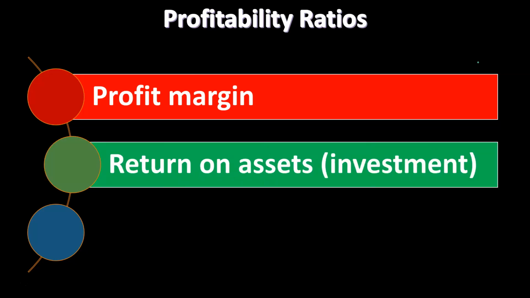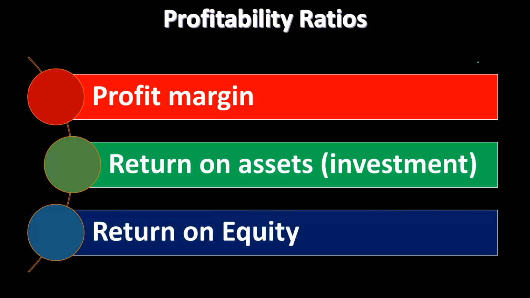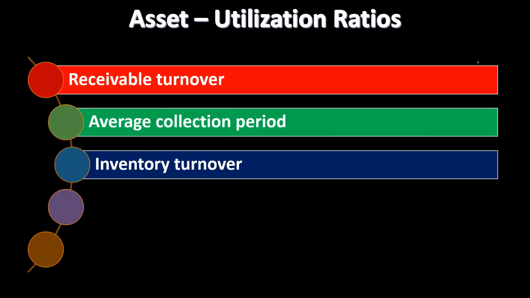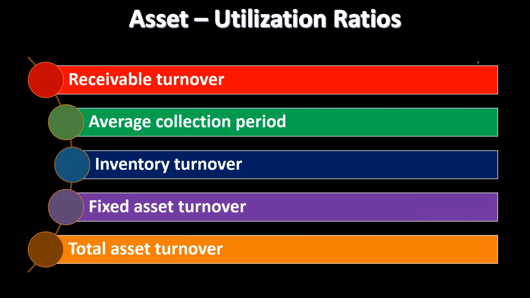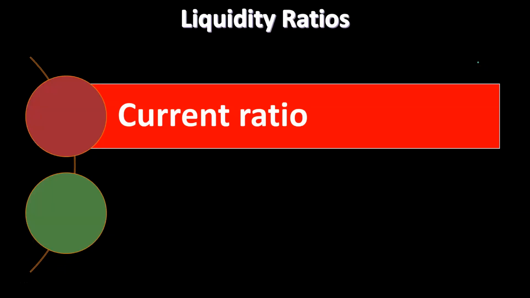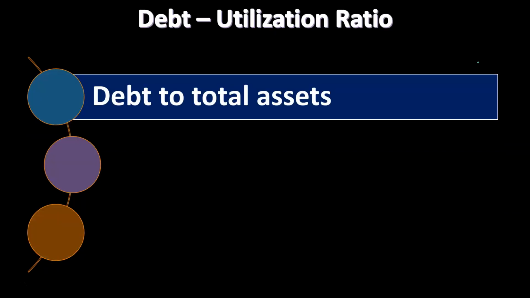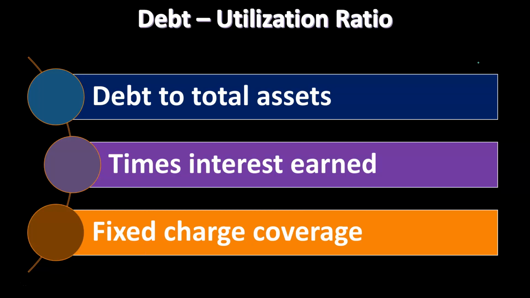So we have the profit margin, the return on assets or investments, ROA, and the return on equity for the profitability ratios. We've got the asset utilization ratios: the receivable turnover, the average collection period, the inventory turnover, the fixed asset turnover, and the total asset turnover. Then we have the liquidity ratios, which include the current ratio and the quick ratio. Then we have the debt utilization ratios, which include the debt to total assets, the times interest earned, and fixed charge coverage.